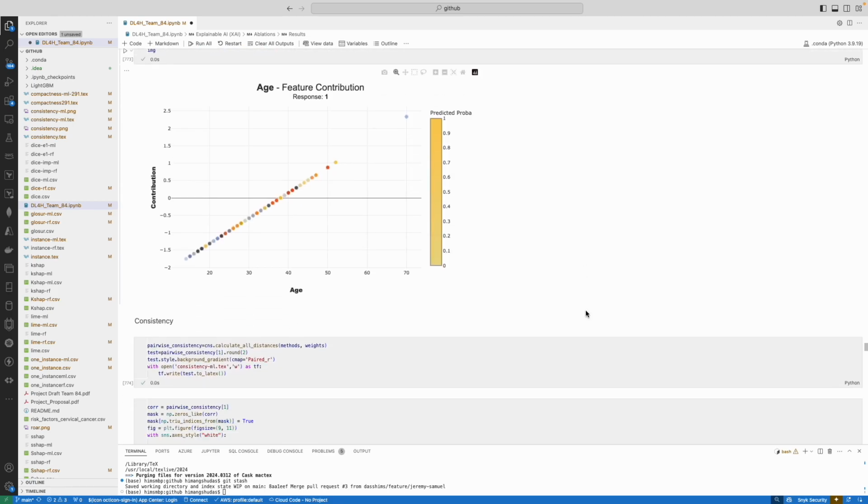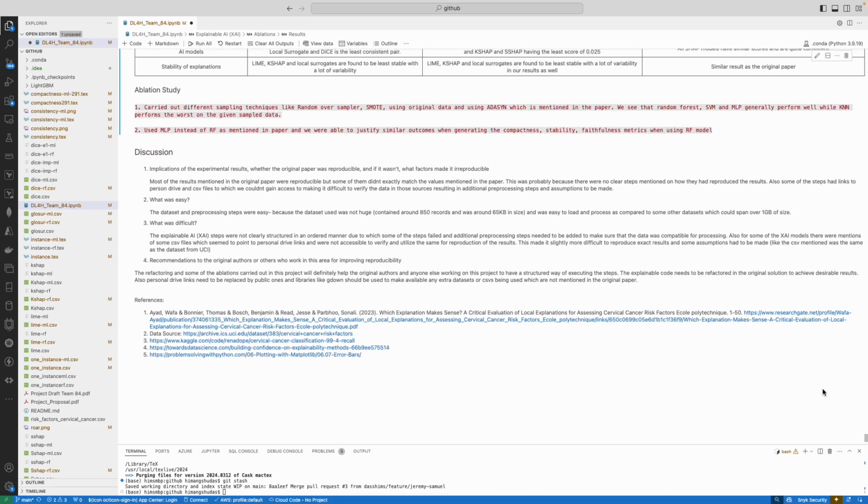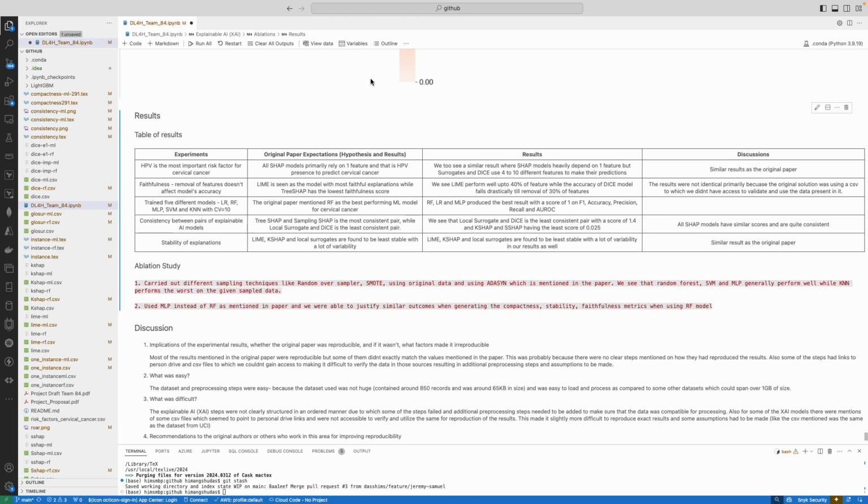I'll quickly go over to the results where we have summarized the comparison between the original paper and our experiment. The original paper suggested that all SHAP models primarily rely on one feature. We have also seen similar results in our experiment, with SHAP being the most heavily dependent on one feature. The original paper suggests that LIME is the most faithful model for explanation, but we see slightly different results here. We see LIME performing well up to 40% of the features, while the accuracy of the DiCE model falls drastically till the removal of 30% of features.